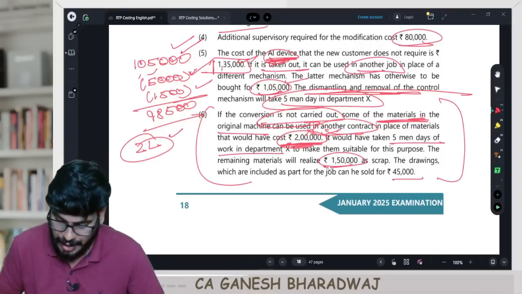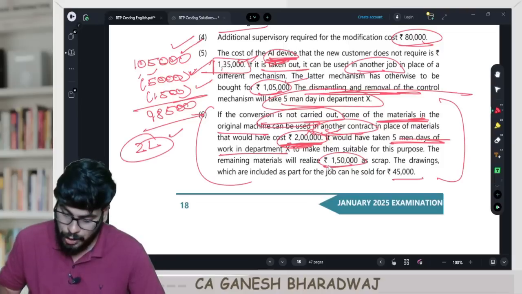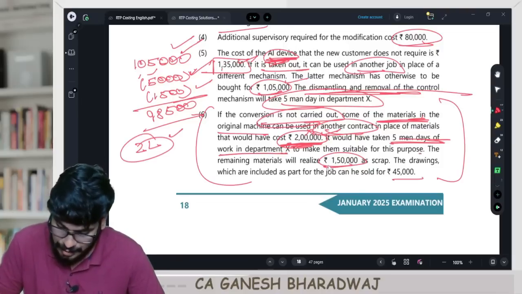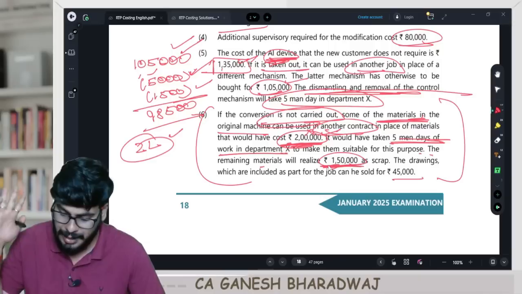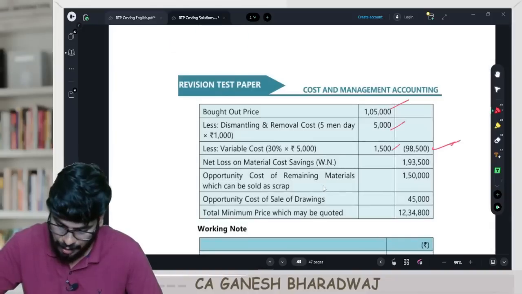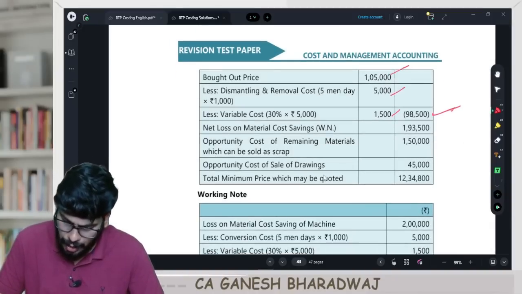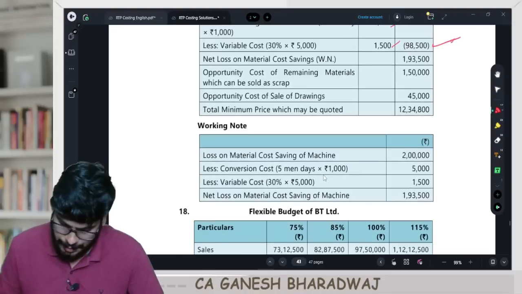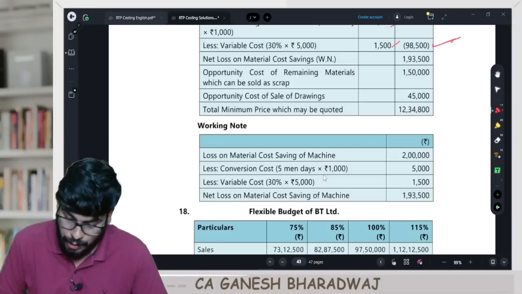But they're also saying it would have taken 5 men days of work in department X to make them suitable for this purpose. Are you clear with this? And the remaining materials will realize 1,50,000 rupees as scrap, and the drawings will realize 45,000. So now what they have done here, you look at this net material. So look at this. This is what they are saying.